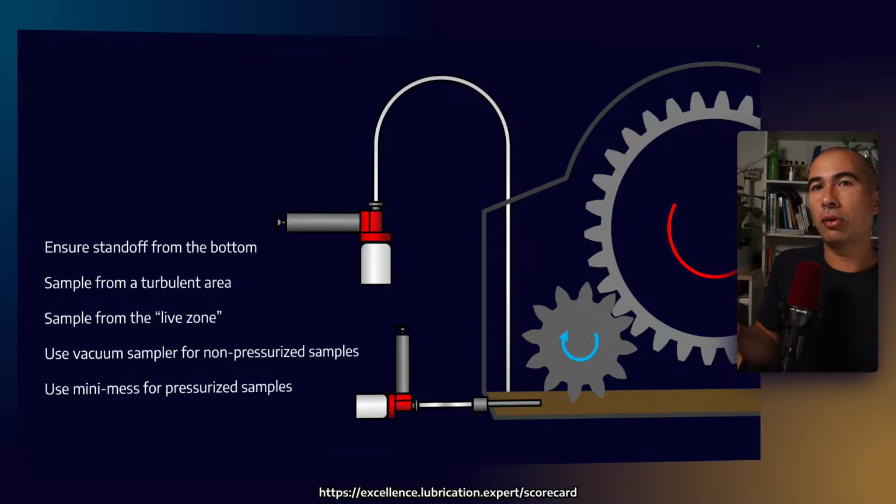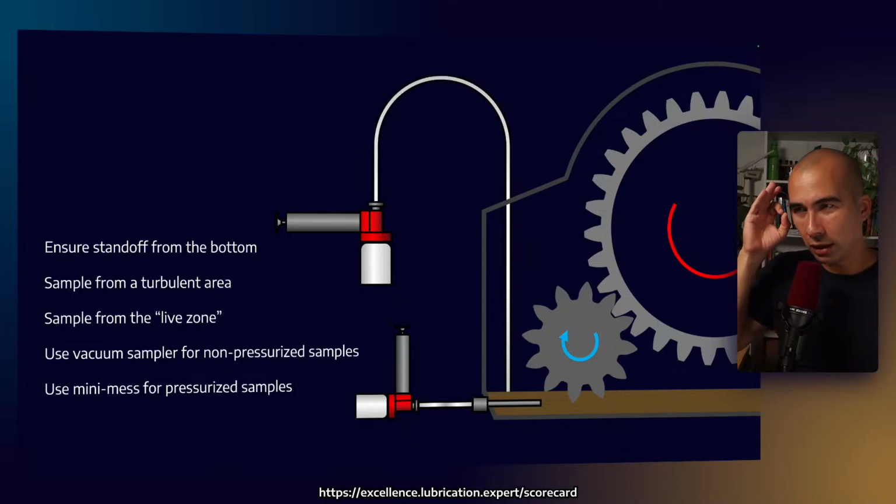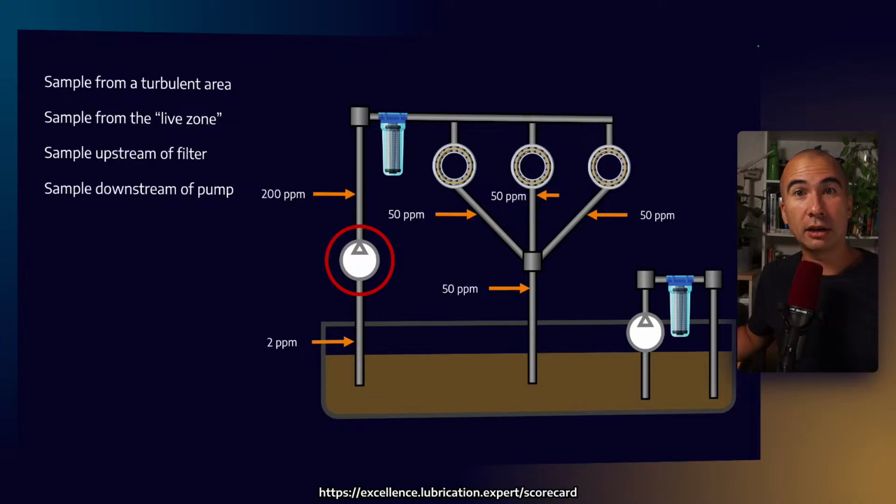The other thing that's really important, we always want to be taking oil from the live zone. That's an area of turbulent flow, which is representative of the entire oil system. So that's kind of like the sampling methods. But not only that, where we sample can be extremely important. And what we are trying to maximize is what we call data density. So what is the important information that we are trying to derive?